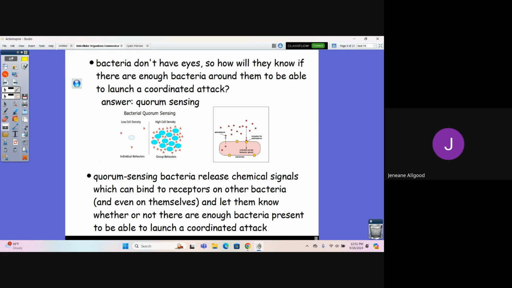So this just says quorum sensing bacteria release chemical signals which can bind to receptors on other bacteria and even on themselves and let them know whether or not there are enough bacteria present to be able to launch a coordinated attack.